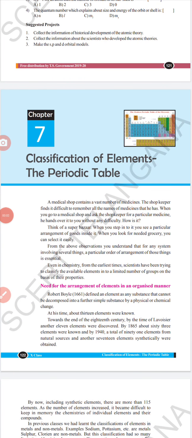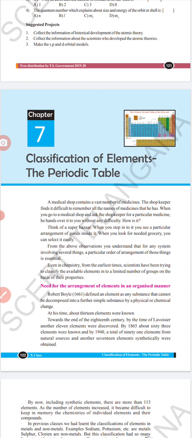Hi all. Chapter 7, Classification of Elements, the Periodic Table. This is the 10th class, 7th chapter. First of all, we will understand the title of this chapter, Classification of Elements.